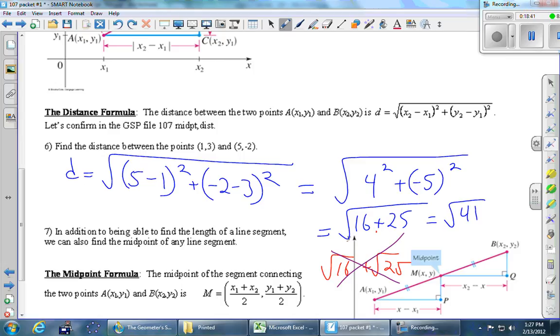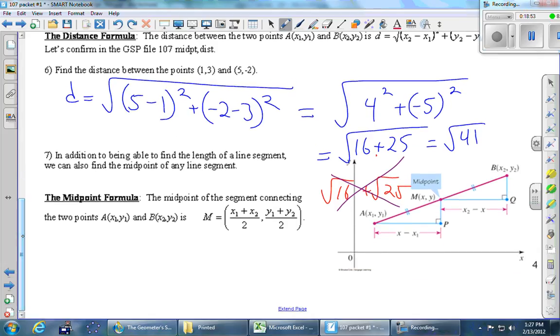All right, how about we try 7, and I think we'll go to Sam. Okay, thank you. Eliza? The midpoint formula. Okay, so it's a different formula.